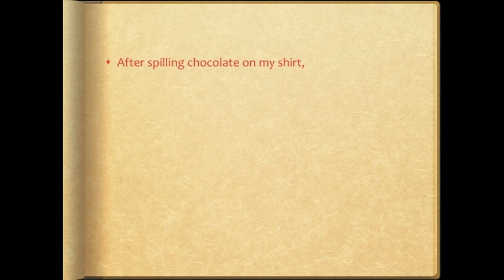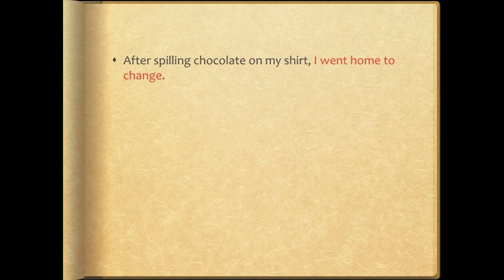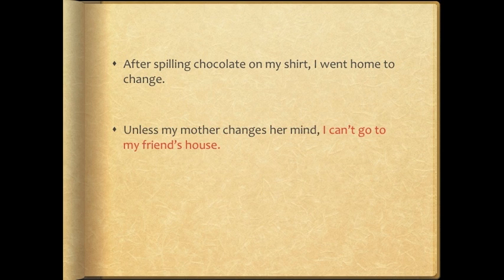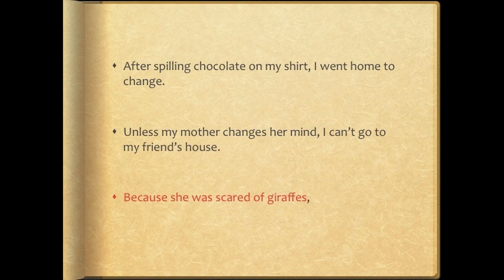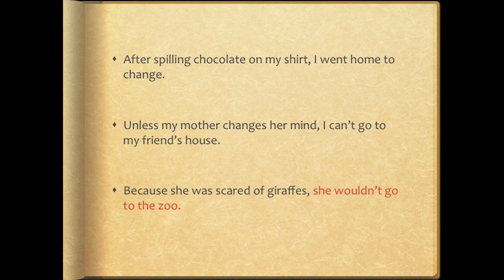Here are some examples of joining dependent and independent clauses. After spilling chocolate on my shirt, I went home to change. Unless my mother changes her mind, I can't go to my friend's house. Because she was scared of giraffes, she wouldn't go to the zoo.